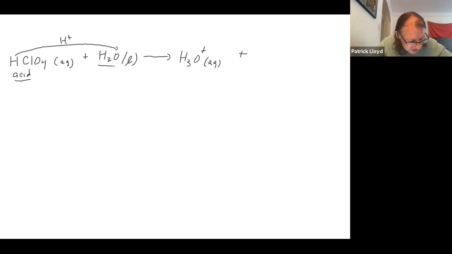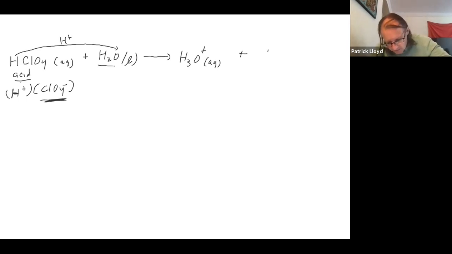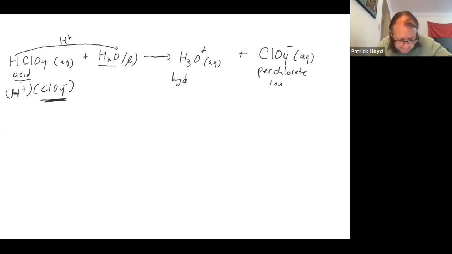And then what we had was what's going to be left. Okay, well, what is going to be left? If you take the H+ off of the perchlorate ion, the only thing that's left is the perchlorate ion, so ClO4 minus. So you're going to put that negative there. Okay. This is called the perchlorate ion. And there's your hydronium ion. And then this would be a Bronsted-Lowry reaction.